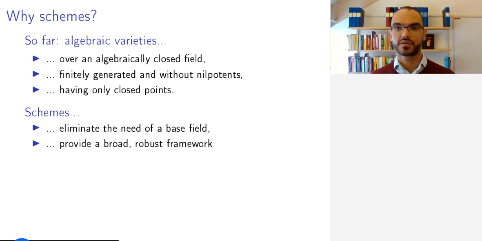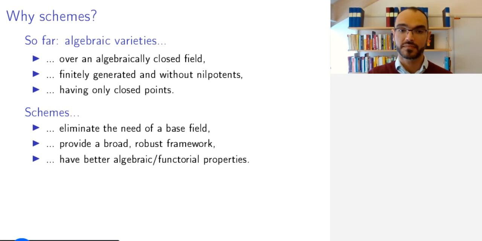So the example I showed just now showed you that if we take something as innocent as the quotient ring of a ring without nilpotents, we might end up with a ring with nilpotents. So the framework of varieties is not robust. We can get out of it rather easily. Schemes will provide a more broad and robust framework. And it will therefore have better algebraic or functorial properties.